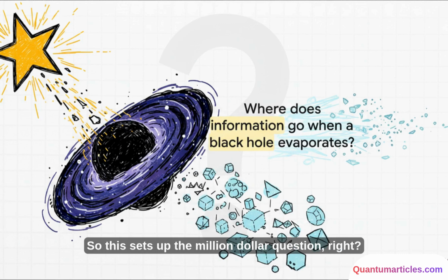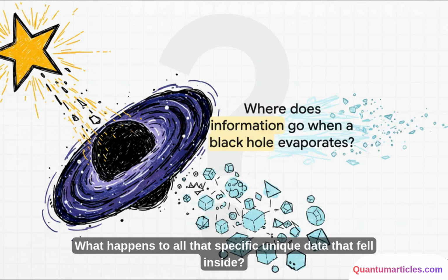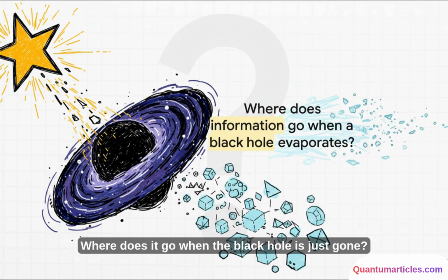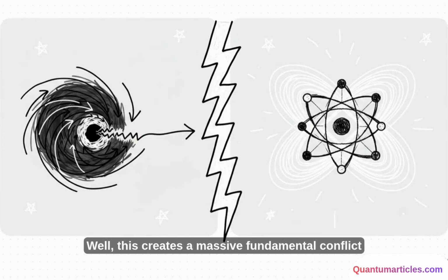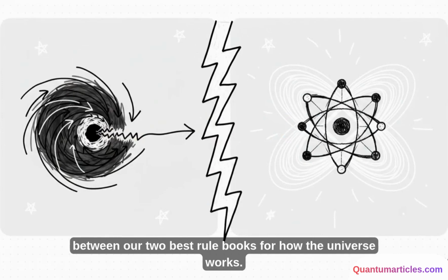So this sets up the million-dollar question, right? What happens to all that specific, unique data that fell inside? Where does it go when the black hole is just gone? This creates a massive fundamental conflict between our two best rulebooks for how the universe works.